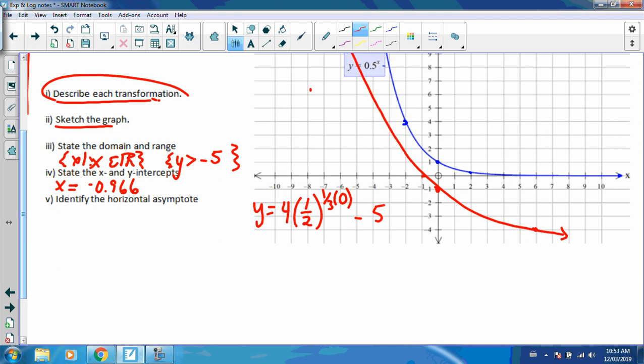So y equals 4 times 1/2 to the power 0 minus 5 is going to be 4 times 1. Remember, anything to the power 0 is just 1. So this is really 4 minus 5, which is negative 1. And that's that point right there. We actually found it in our table of values. So 0, negative 1, my y-intercept. There we go.